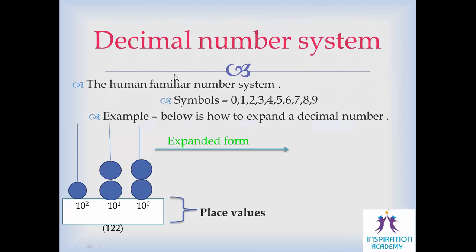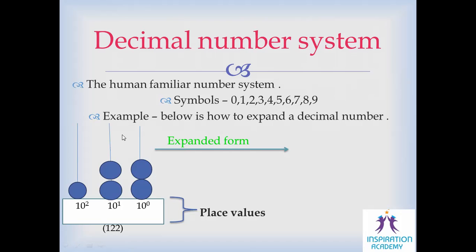Now let's talk about decimal number system. The human familiar number system is the decimal number system. Symbols are 0, 1, 2, 3, 4, 5, 6, 7, 8, and 9. Now let's see how to expand a decimal number. If you wish, you can pause the video and expand it and check your answers from starting our video.